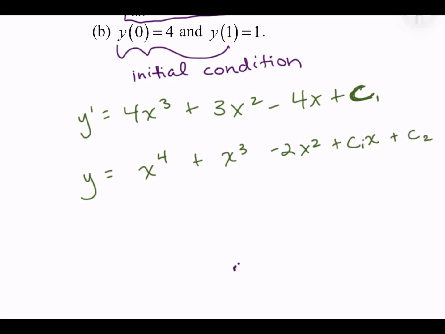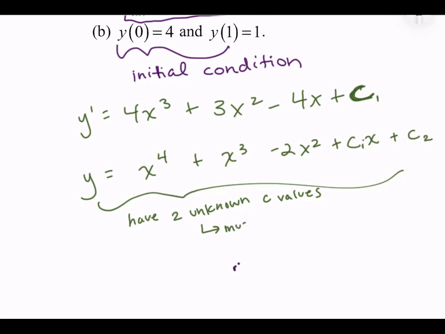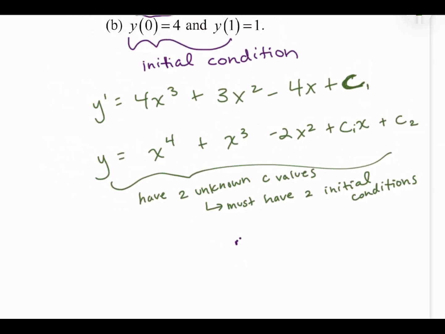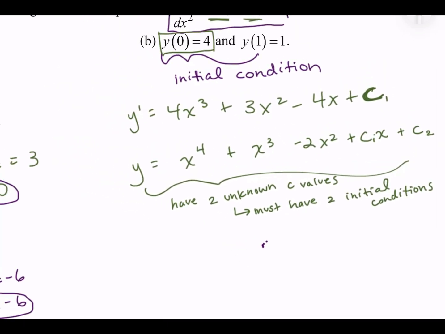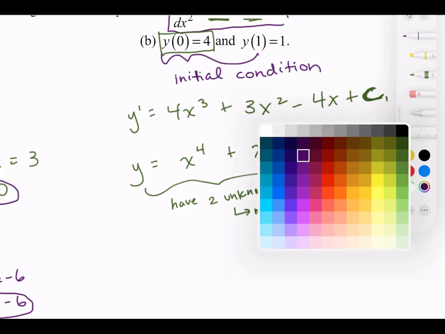So now I have two values of c in the same equation that I need to solve for. Essentially, it's okay. And the reason why I can solve this, even though I have two unknown c values, all this means is that we must have two initial conditions, and I do. So I can use the initial conditions one at a time to solve for each value of c. So I'll just plug in this first one here. So I'm plugging in that initial condition.